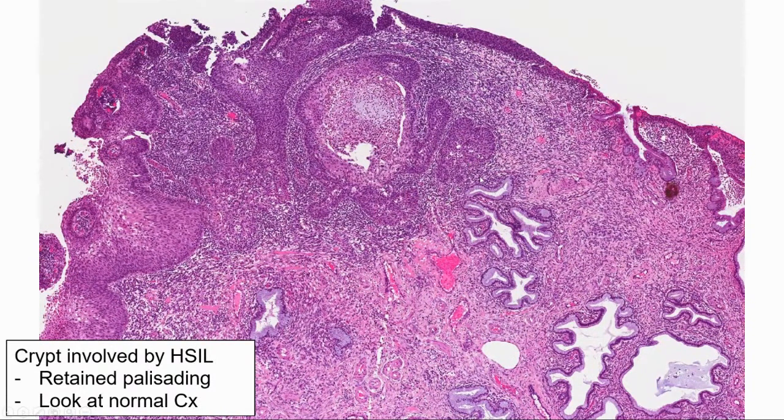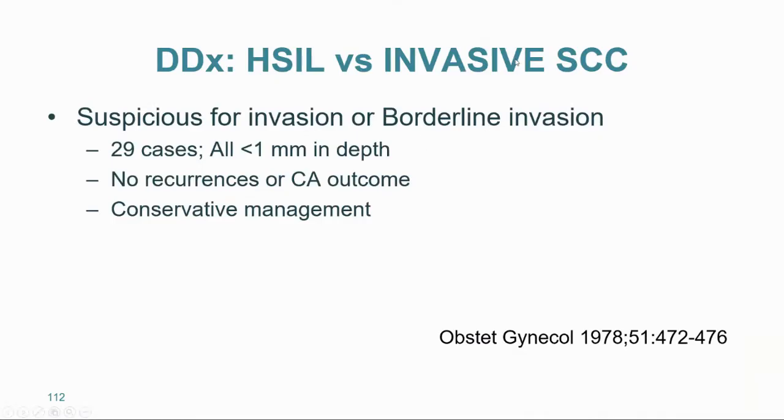Something that really helps if you have it is to look at the adjacent endocervical crypts, look at the size and the distribution of those crypts, and then go back to your squamous proliferation to see if it mirrors or simulates the distribution and the architecture of the normal endocervical compartment.